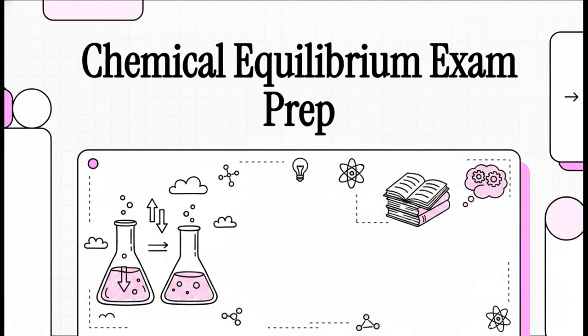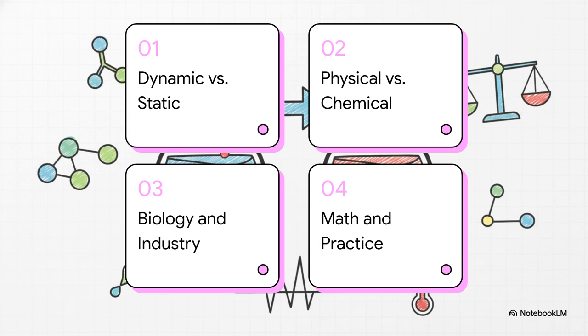Think of this as our ultimate peer study group session for the big chemistry exam. We are going to tackle chemical equilibrium together, and we're jumping right in because there is a lot of ground to cover. By the end of this, you are going to walk into that test feeling completely confident. Let's do this.